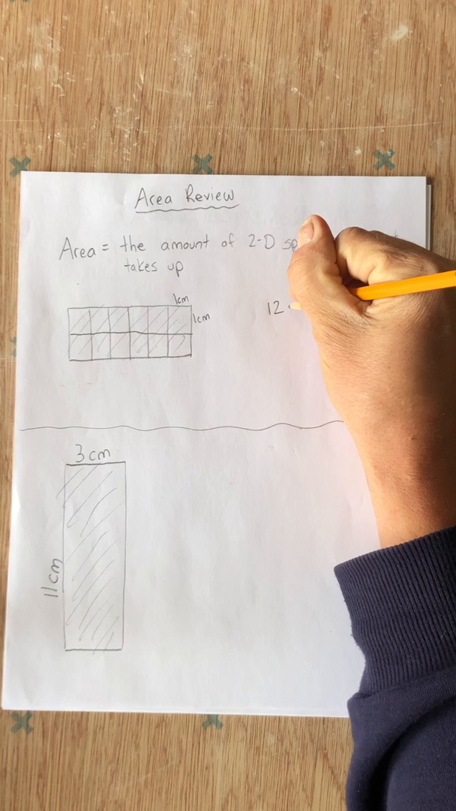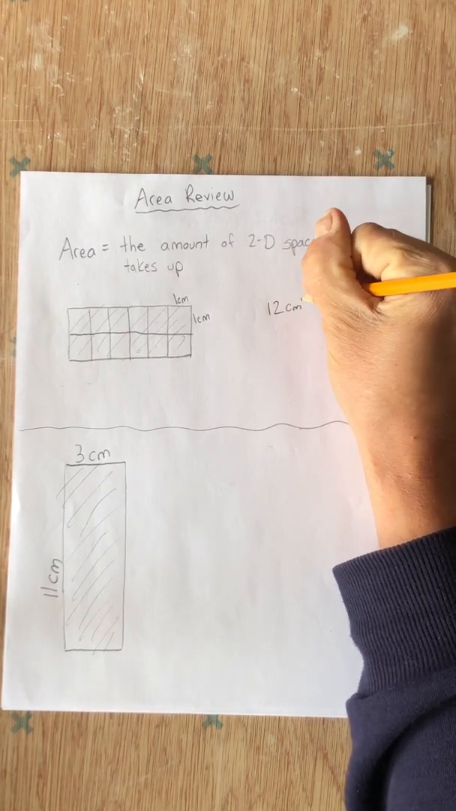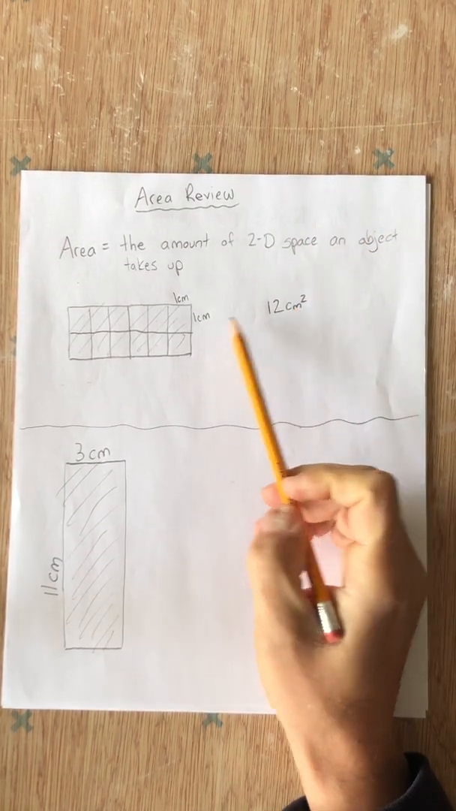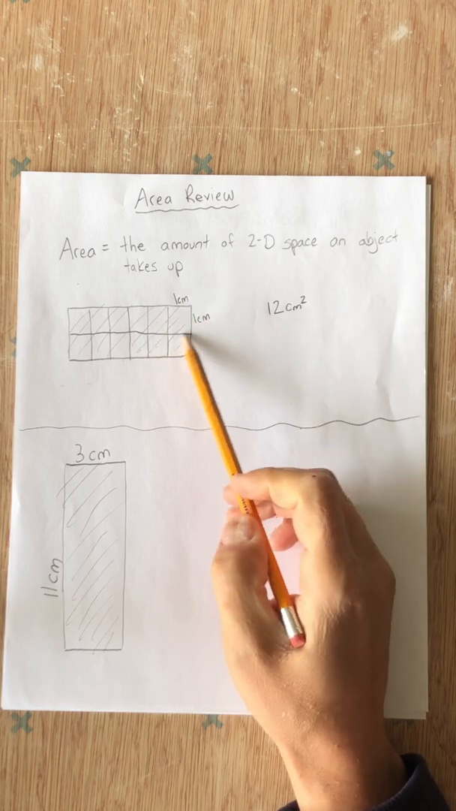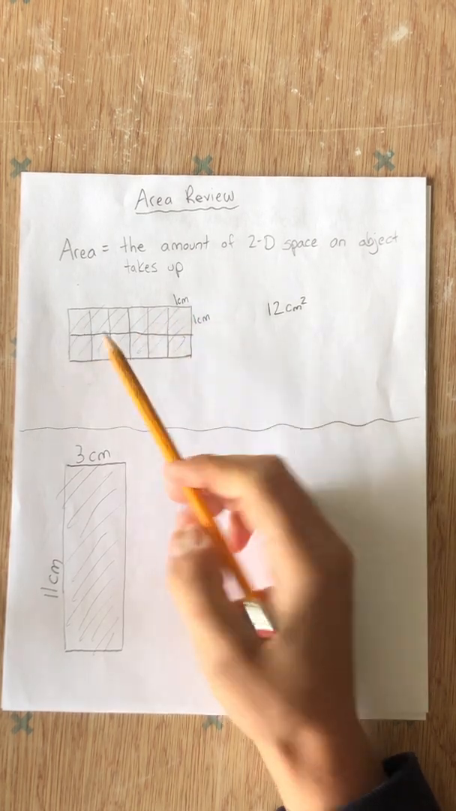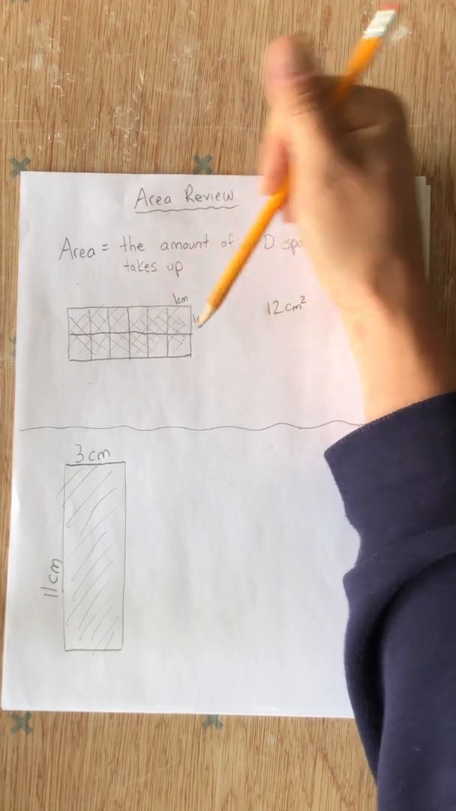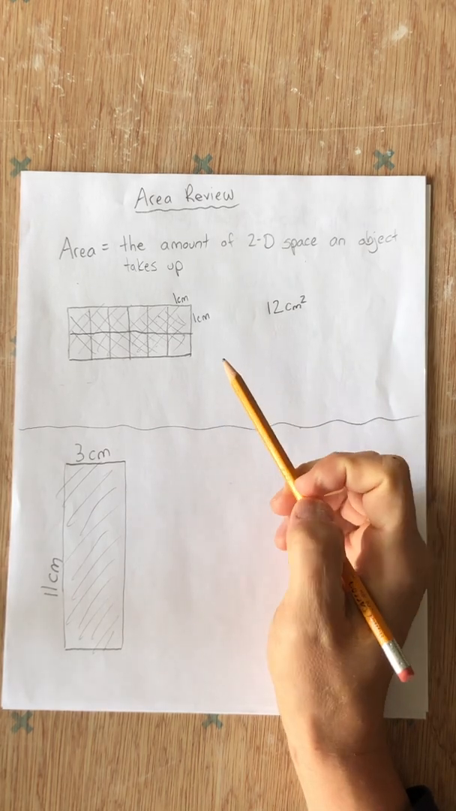So hopefully we remember from the past, for area, we use special units. They're centimeters squared. And what that tells me is that it takes 12 of these centimeter squares to fill up this whole area. So I could do it just by counting how many squares there are in there.